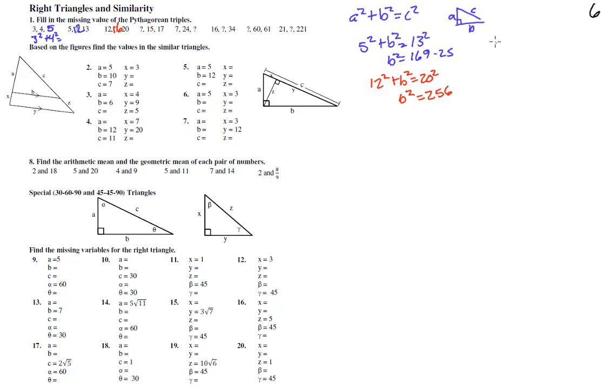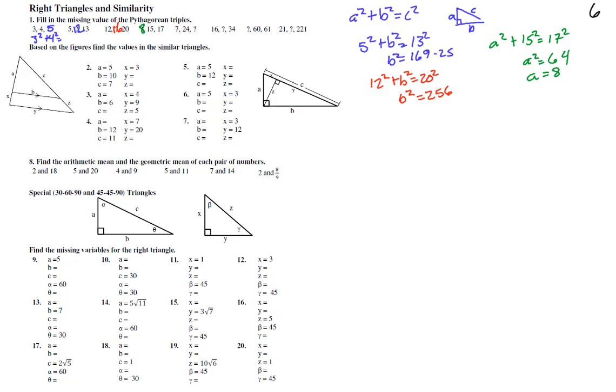So a squared plus 15 squared equals 17 squared. You can do this on your calculator, but 289 minus 225, and we get a squared equals 64. So a is going to equal an 8 in this one right here.